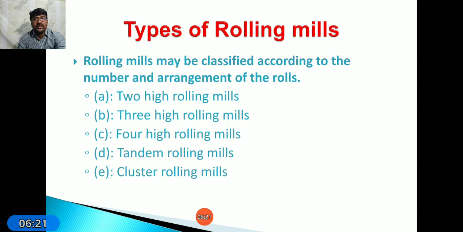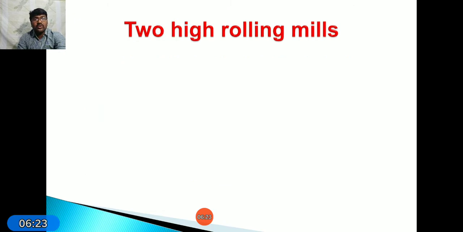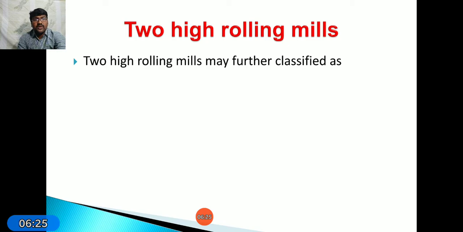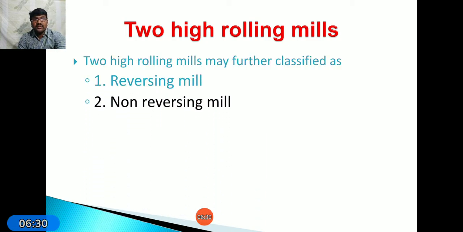Coming to 2 high rolling mills. 2 high rolling mills may be further classified into reversing mill and non-reversing mill. The main difference is between the reversing mill and non-reversing mill; except for that, all the remaining things are the same in both cases.